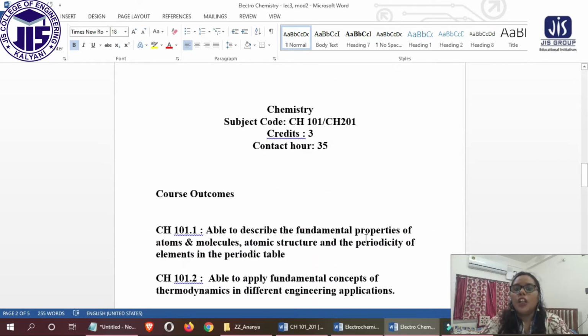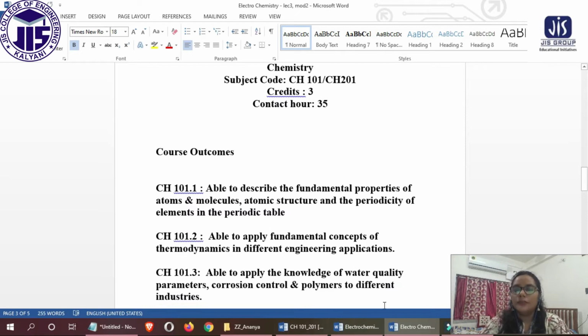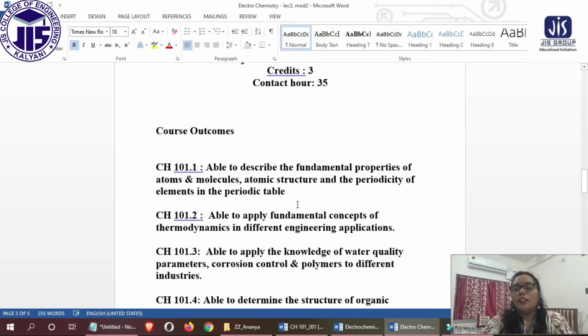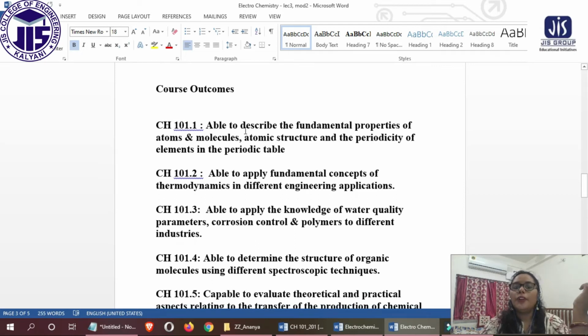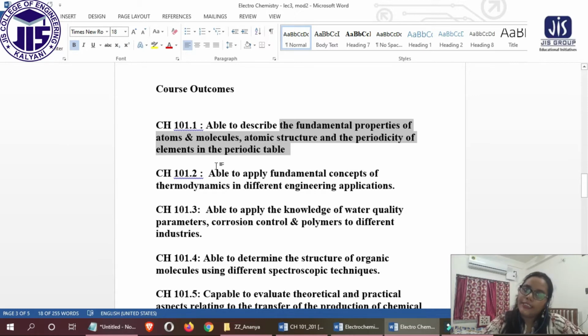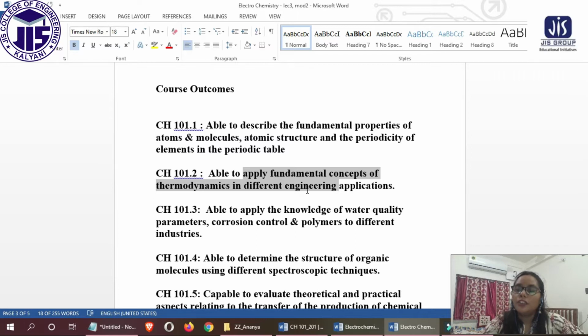So, this is the course outcome of our course. After completion of this course, you can describe the fundamental properties of atoms and molecules, atomic structure, and also you will be able to describe the periodicity of the elements in the periodic table. Also, by applying the fundamental concepts of thermodynamics, you can sort out so many problems in your industries.